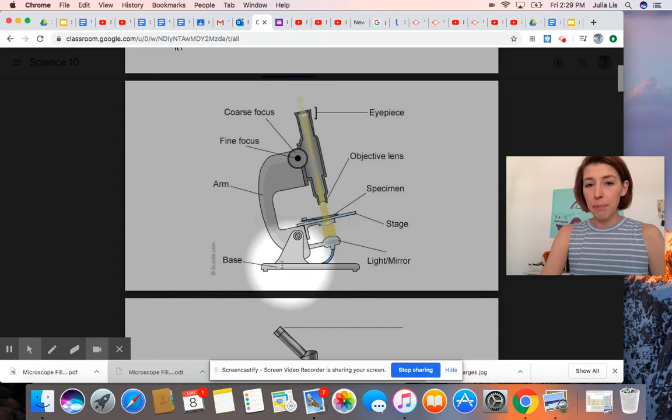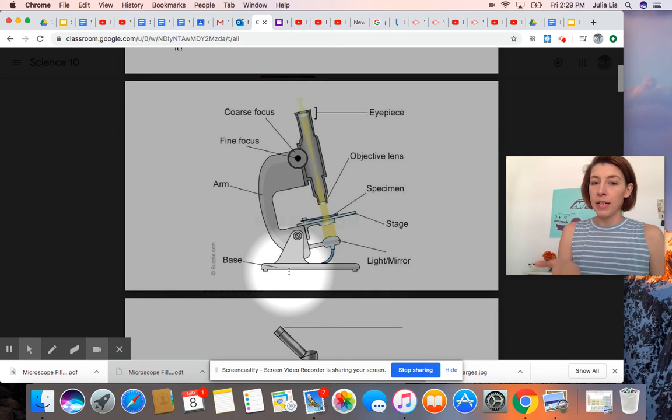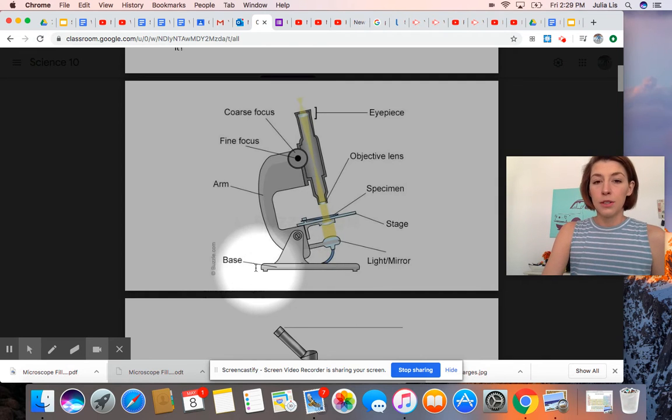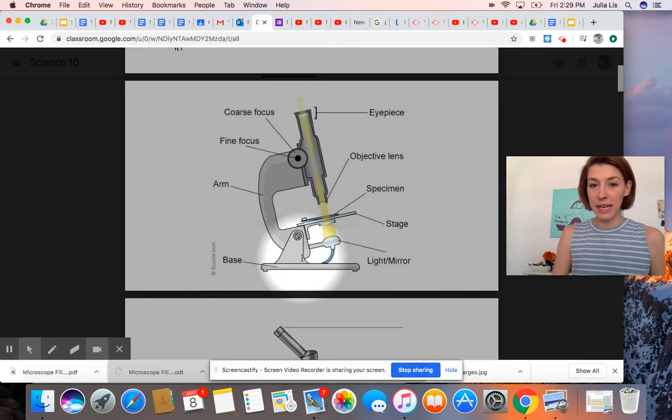Then at the very bottom of the microscope, we call this the base. So it's just the base, the bottom of the microscope. It's really good practice when we're carrying a microscope to carry it at the base, okay? So this is the base. It's just holding the whole entire structure in place.